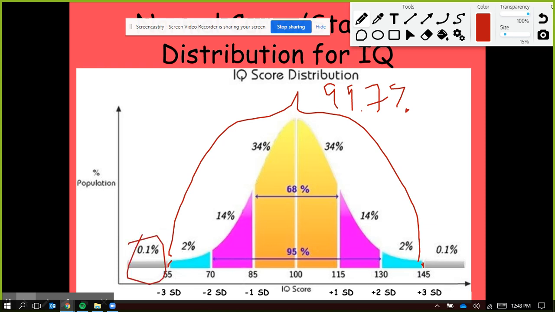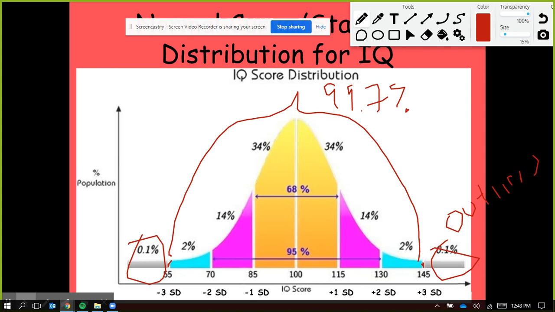Now, what about these right here? What about the 0.1% on each side? Anybody know what those are called? Outliers. Yep. And outliers only make up 0.2% of scores, but with IQ, it could be an IQ of 0 or an IQ of, I'm trying to think what the highest IQ that's ever been measured is, like 200. I don't think they can measure beyond that.